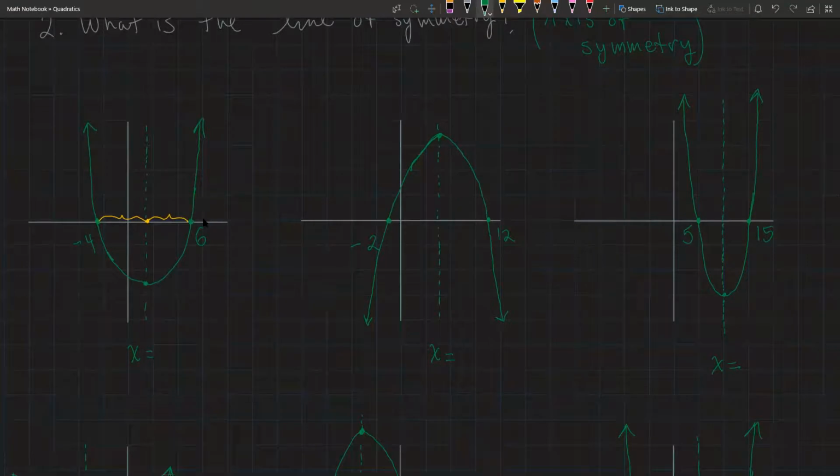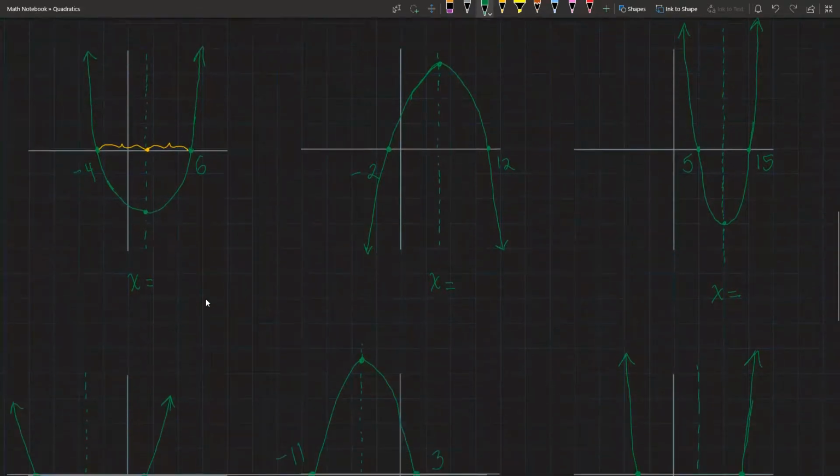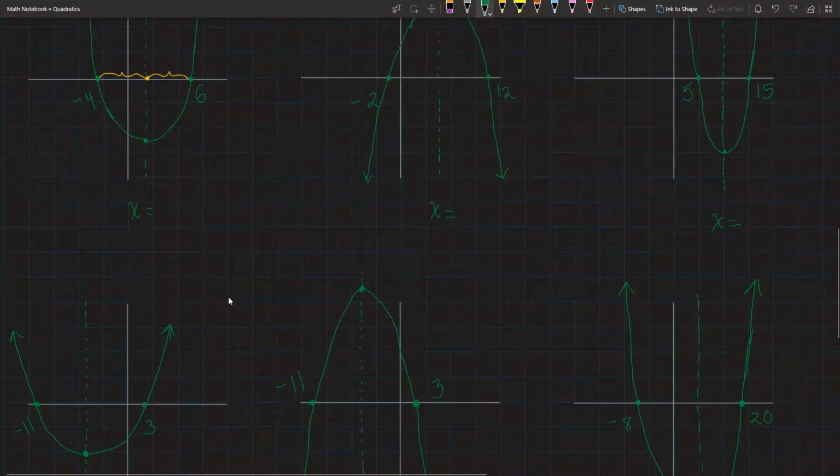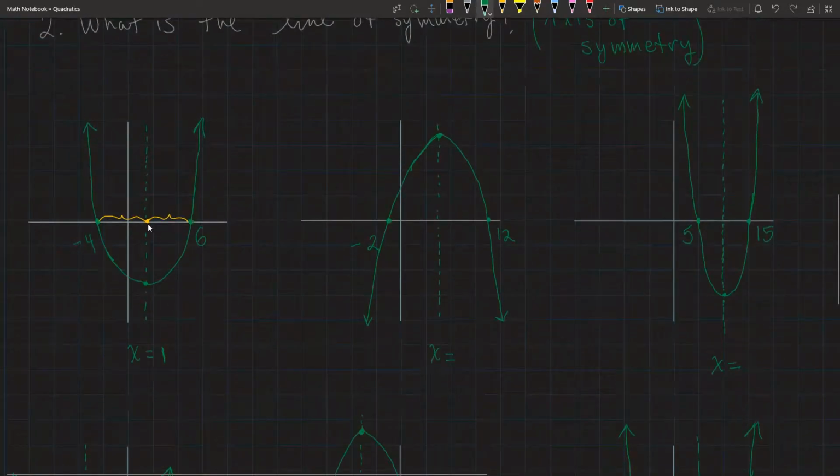And really what you're going to be encountering is an x value of 6, for example, and an x value of negative 4. Where is the line of symmetry? If you already know these two values, then just take the average, which would be x equals 6 minus 4 is 2, divided by 2 is 1. So x equals 1 is the line of symmetry.